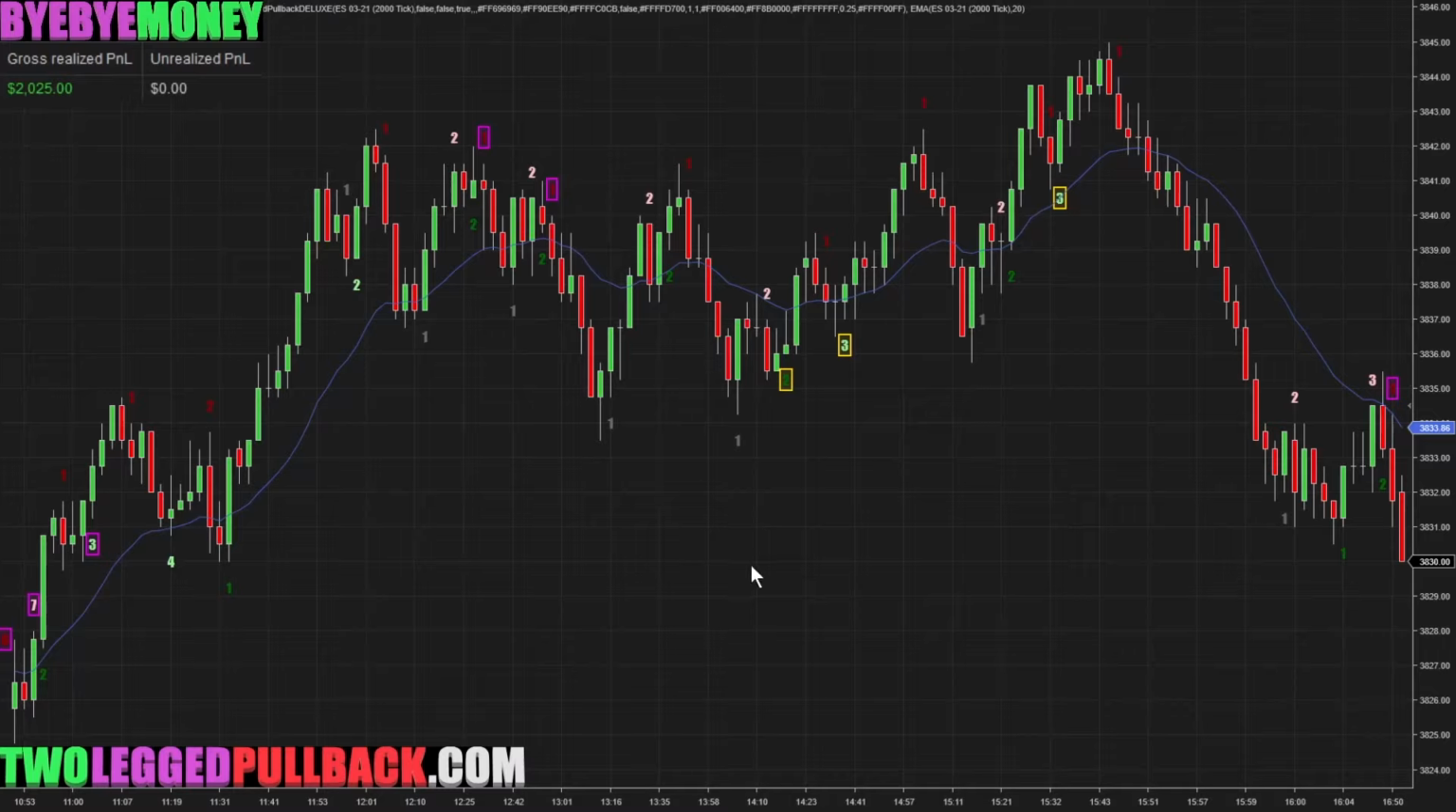But the automated strategy that we are using at two-legged pullback here is not based on lagged information, but based on price action that is showing right now on the charts. See, the two-legged pullback indicator is a price action indicator. It counts legs and identifies two-legged pullbacks and also traps. And so the information that the indicator is showing is not based on past information, but it's based on current information because it's based on price action.